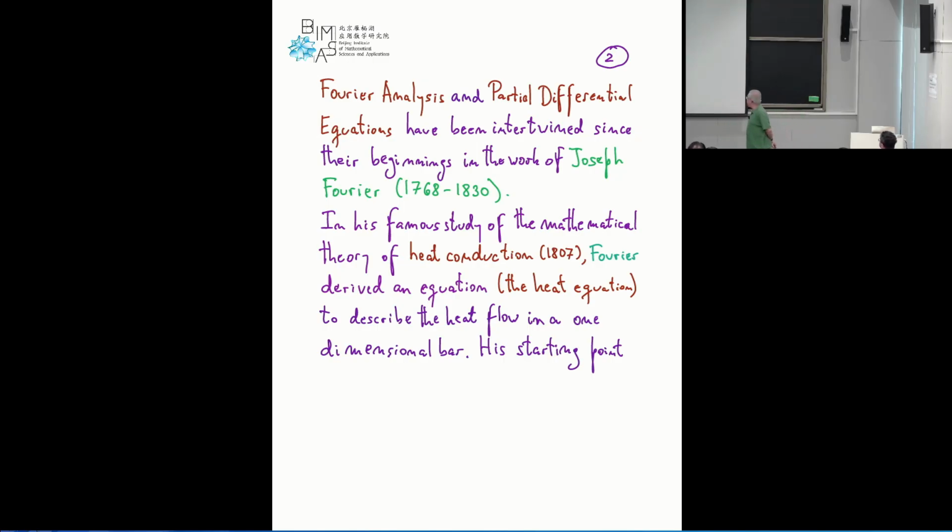with the slide. Fourier analysis and partial differential equations have been intertwined since their very beginnings in the work of Joseph Fourier, 1768 to 1830. So Fourier was an amazing mathematician. He was also a politician. He was a viceroy of Napoleon in Egypt. So he governed Egypt for a long period of time. But he also studied the mathematical theory of heat conduction. And his study in 1807 led him to derive an equation, which we now call the heat equation, to describe the heat flow in a one-dimensional bar.